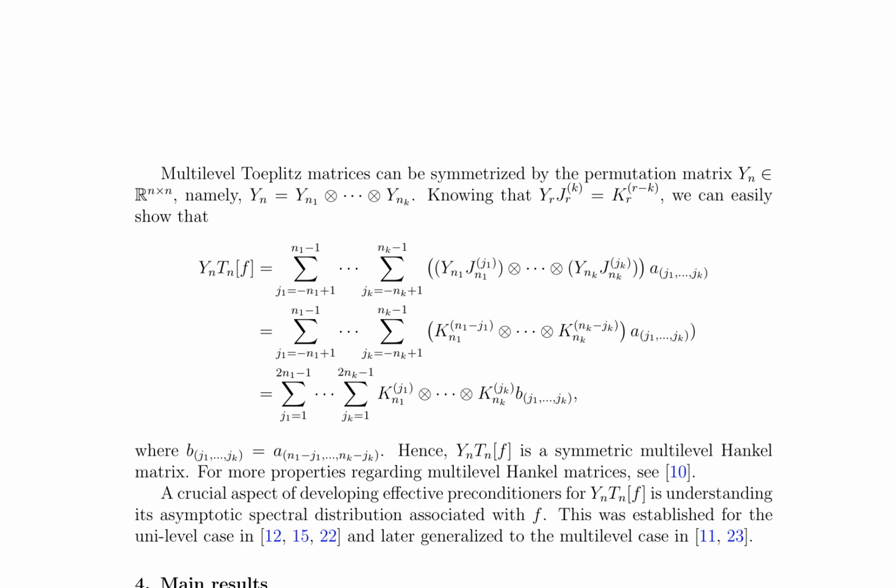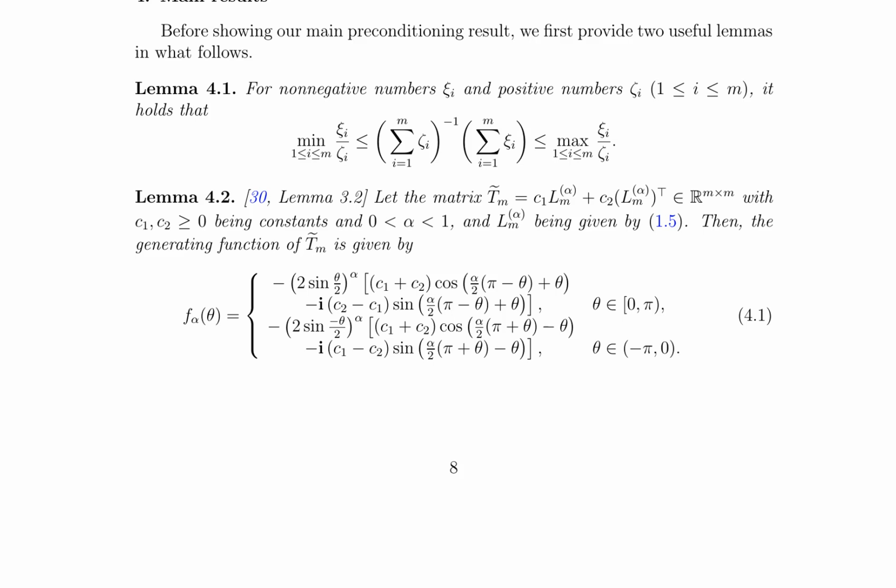Two useful lemmas are provided, including lemma 4.1, which states that for non-negative numbers xi_i and positive numbers zeta_i, it holds that min over 1 less than or equal to i less than or equal to m of xi_i over zeta_i is less than or equal to the sum over i equals 1 to m of xi_i over the sum over i equals 1 to m of zeta_i, which is less than or equal to the max over 1 less than or equal to i less than or equal to m of xi_i over zeta_i.